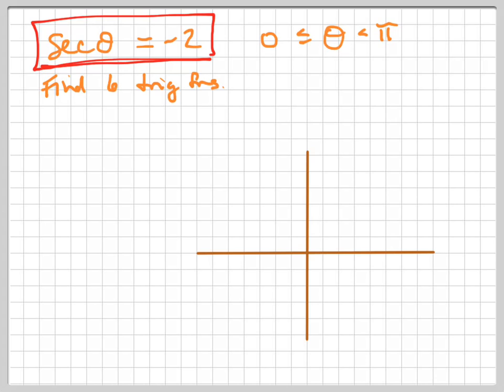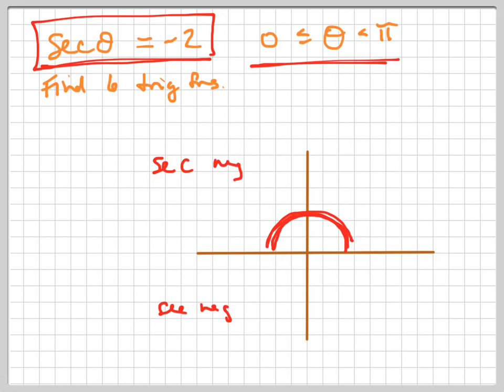All right, so they're giving us the secant equals -2, and they're also telling us that theta is between 0 and pi, which means it's somewhere in here. And the reason they need to tell us that is because the secant is negative here, and it's also negative here, because remember, the secant is 1 over the cosine.